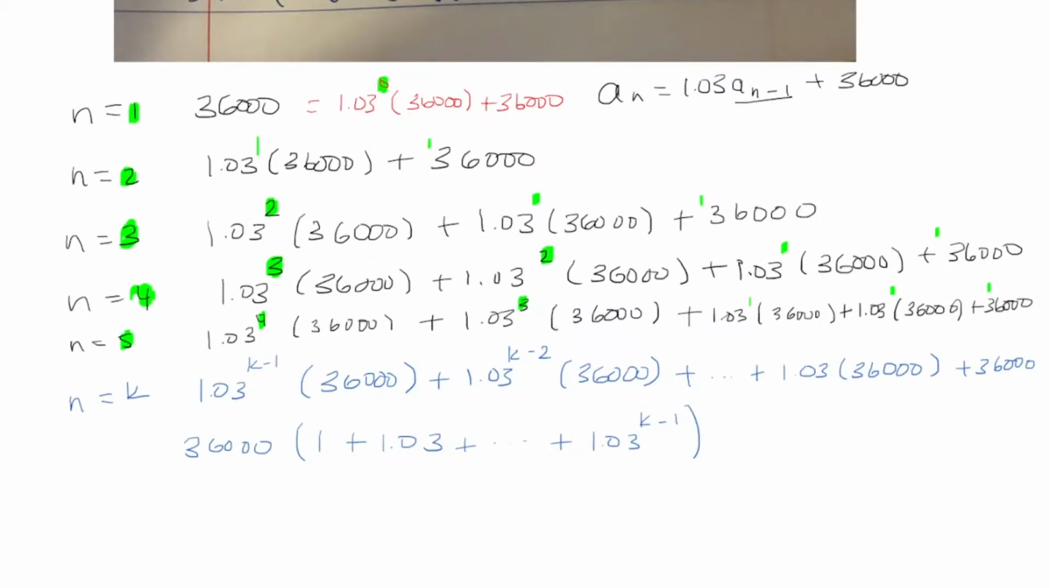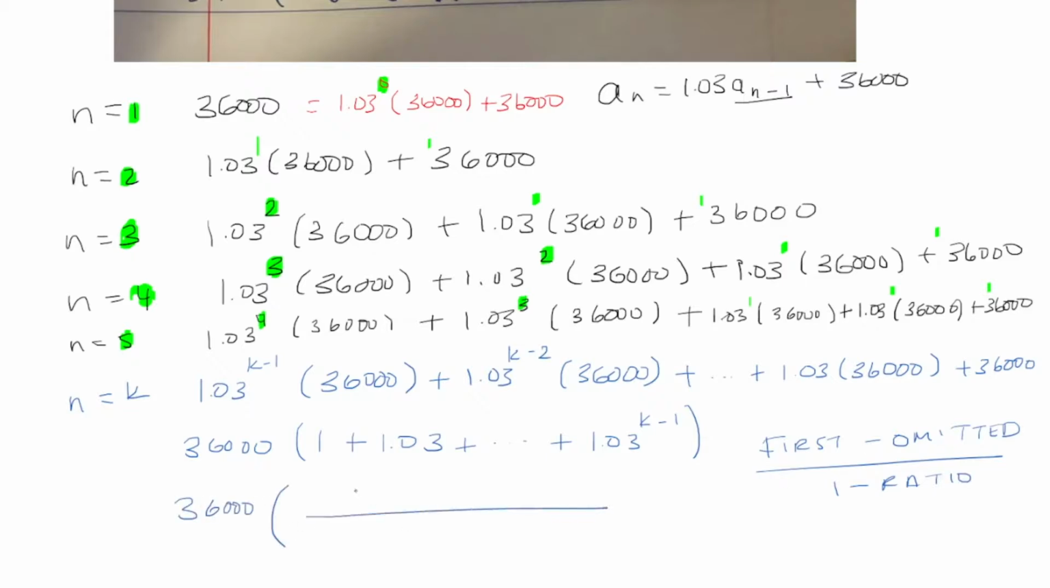And now I can use the geometric series sum, for a finite geometric series, which is the first term minus the omitted term divided by 1 minus the ratio. Okay, so I have 36,000. The first term here is 1, minus the omitted term, which is the term that comes after this one. So this is the last term, so we go 1 more, which will be 1.03 to the k. And that's 1 minus, the ratio is just 1.03.